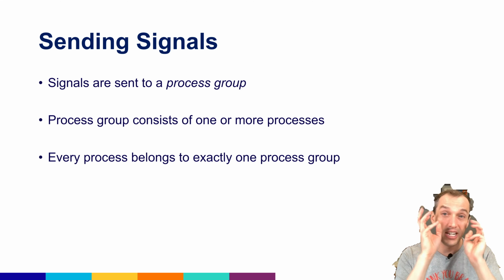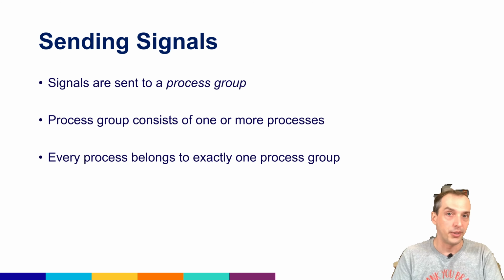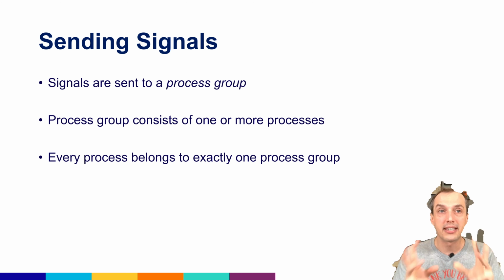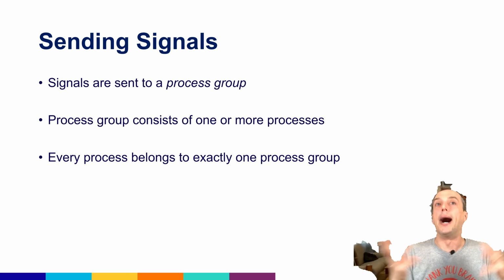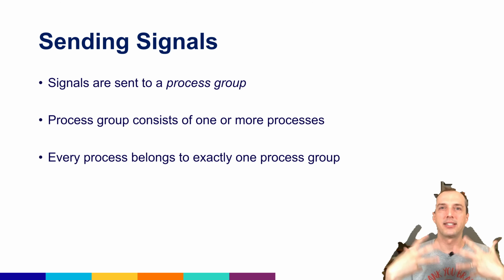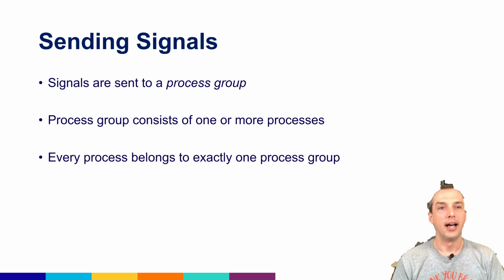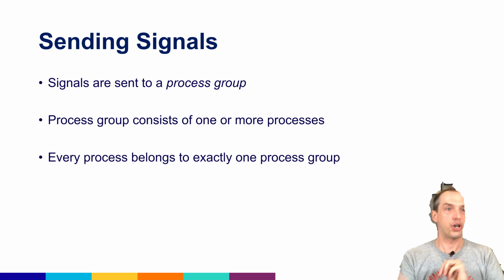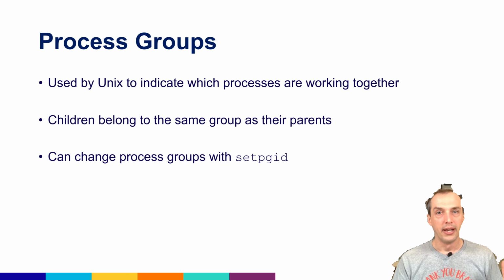Signals aren't just sent to an individual process, they're sent to an entire group of processes, and every process belongs to exactly one process group. This concept comes from the fact that we want to create jobs, and in the Unix model of running lots of different tools that you compose in interesting ways using standard in and standard out, it makes sense to have this concept of a process group, where I want to say this whole entire job needs to stop, or this whole entire job should terminate. So I can send a signal to the entire process group.